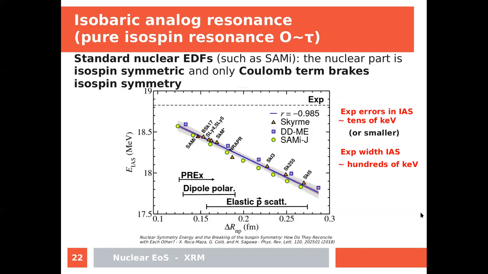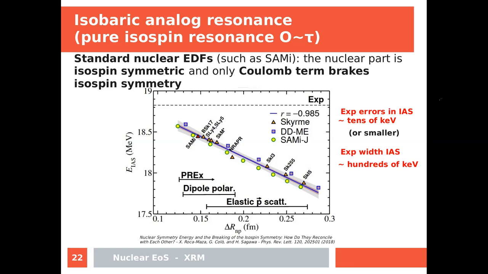Okay, but what about other channels of the interaction? What if I look at isospin sensitive resonances, for example? What can I learn? So if I look, the most basic isospin resonance or pure isospin resonance is the so-called isobaric analog resonance or isobaric analog state.